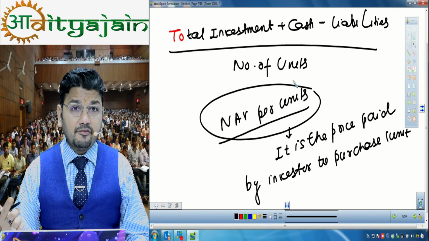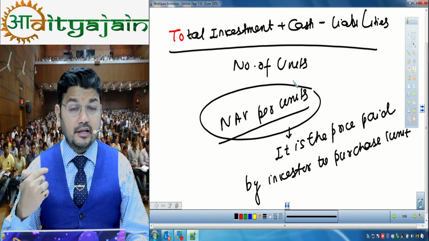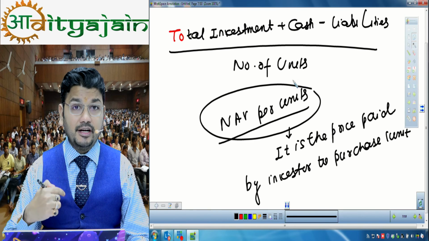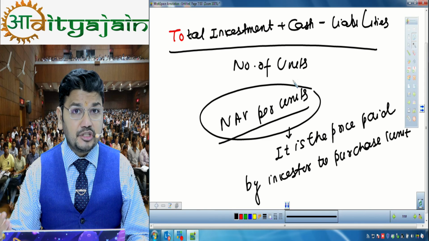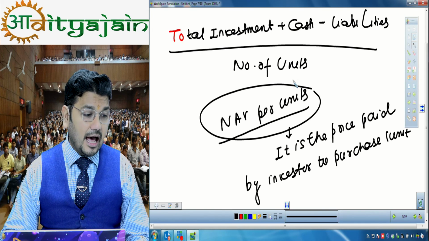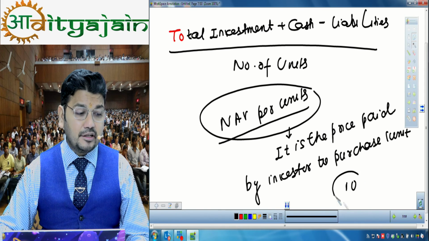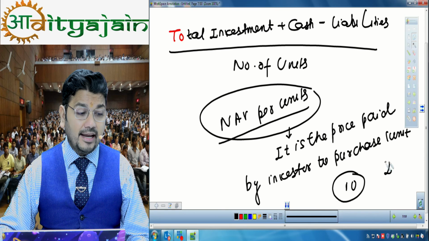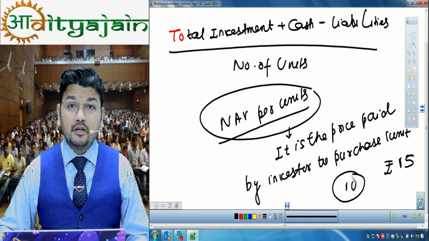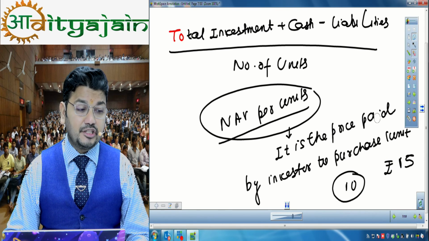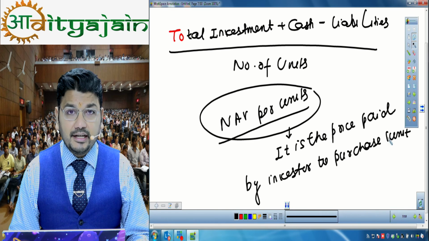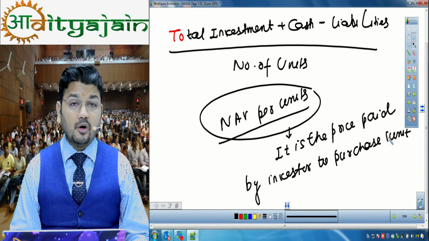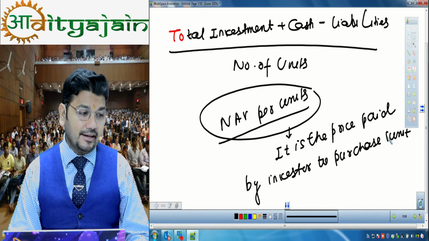So what is my benefit? If NAV increases, I will have a benefit. I will have a capital gain, an appreciation in NAV. I purchased at NAV, let's say, rupees 10, and now NAV is, let's say, rupees 15. So there is a 50% appreciation in my NAV. Definitely it will benefit me. It will give me a good return if NAV increases.